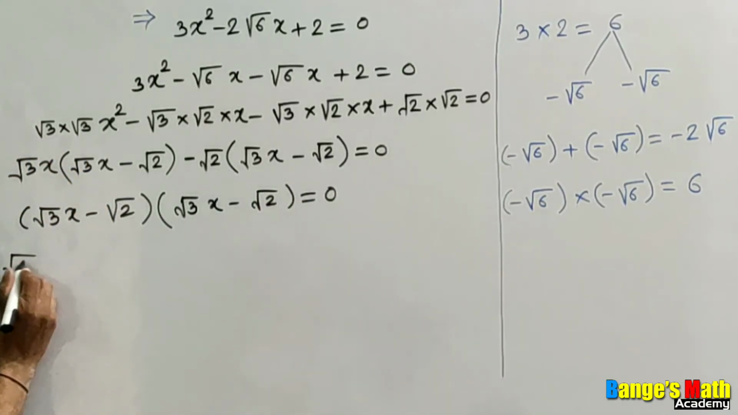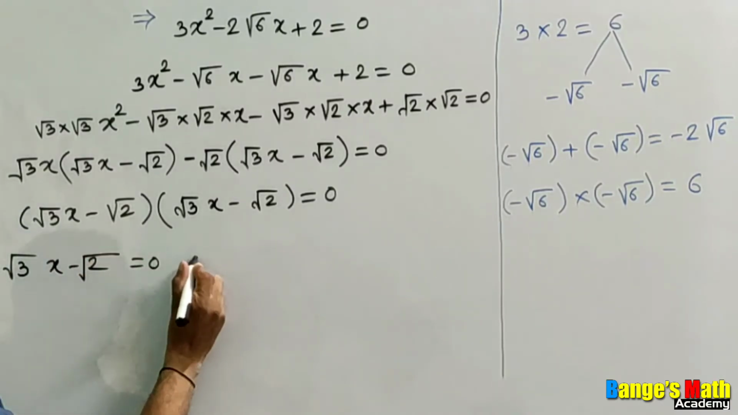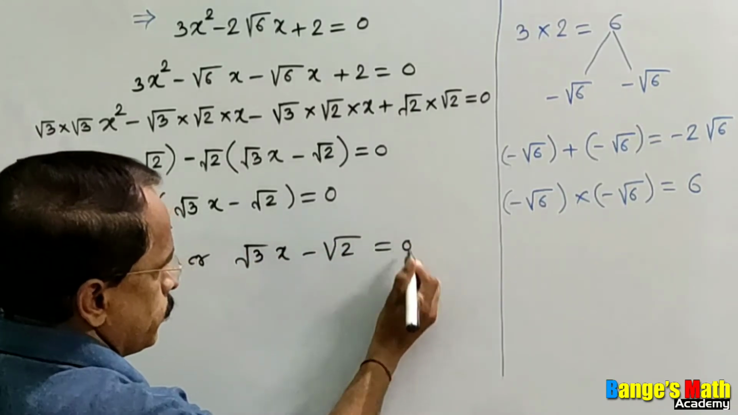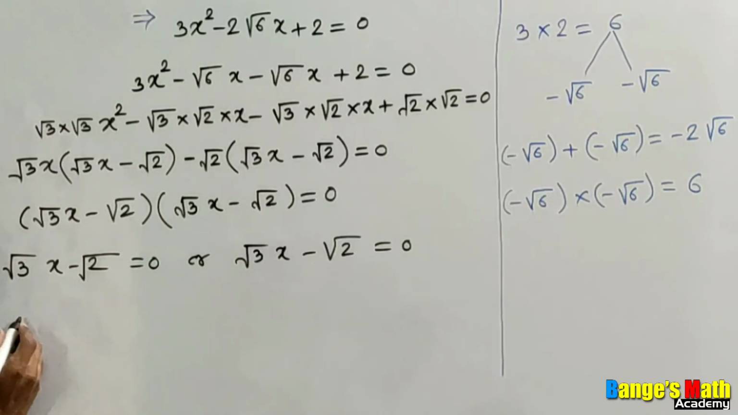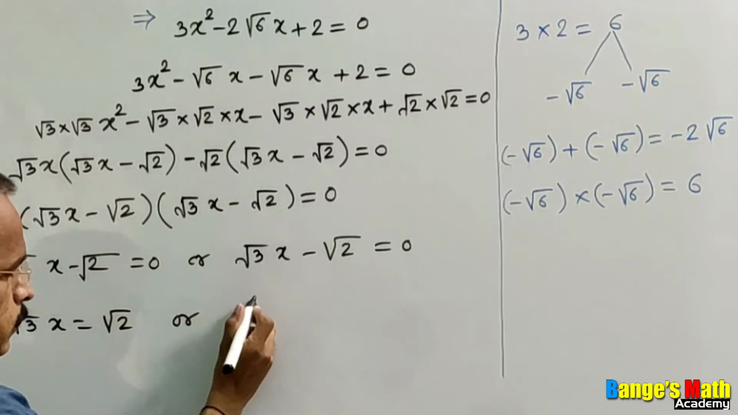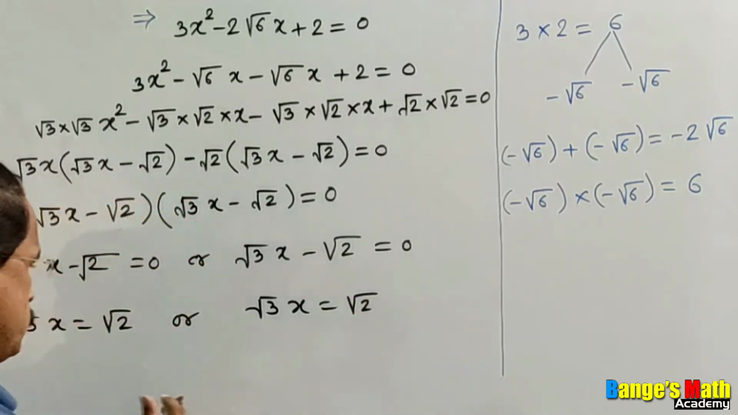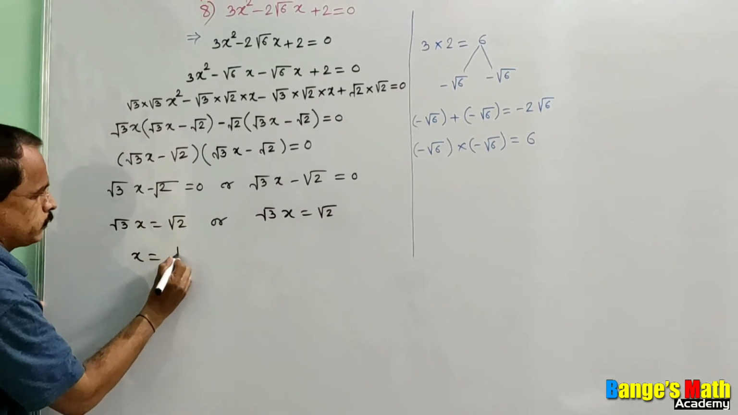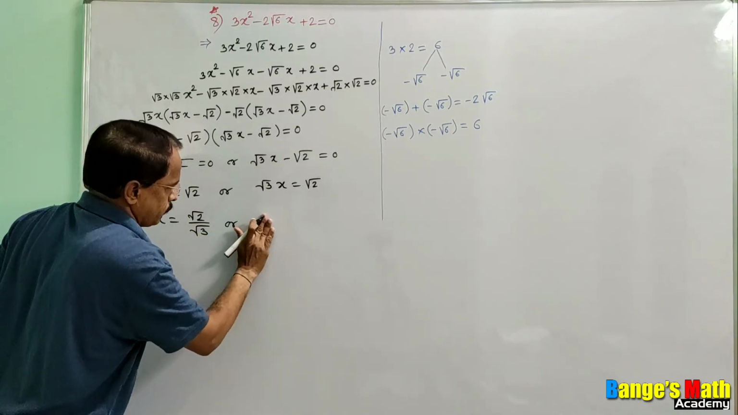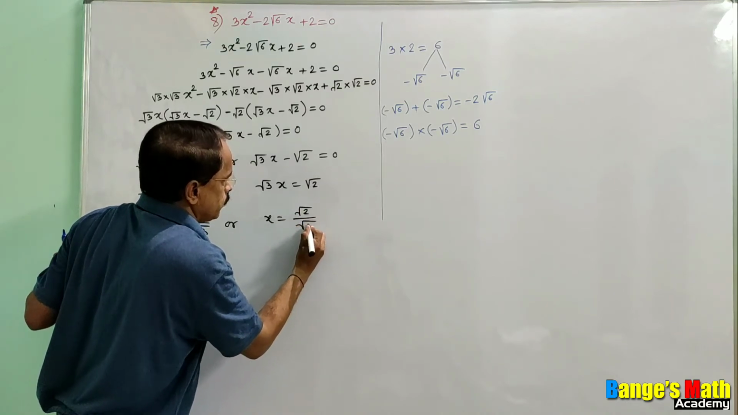Equate each bracket equal to 0. Root 3x minus root 2 is equal to 0, or root 3x minus root 2 is equal to 0. Transfer minus root 2. Root 3x is equal to root 2, or root 3x is equal to root 2. Then transfer root 3. x is equal to root 2 upon root 3, or x is equal to root 2 upon root 3.